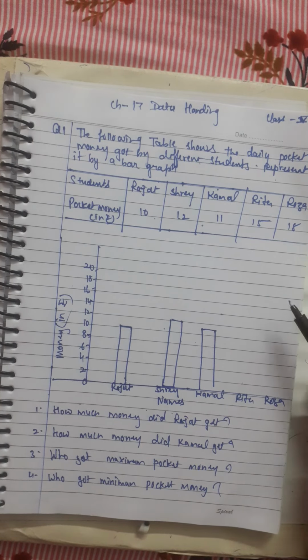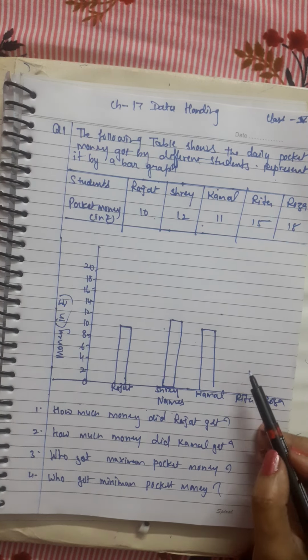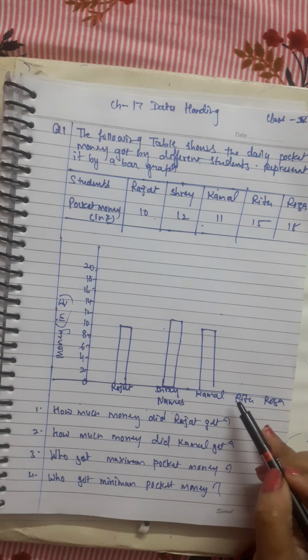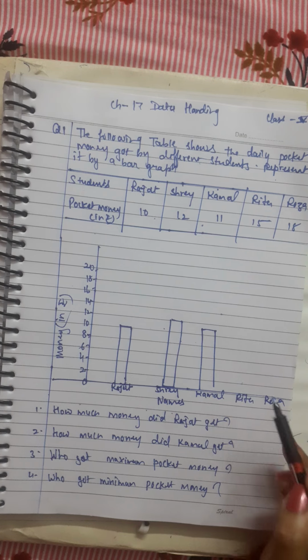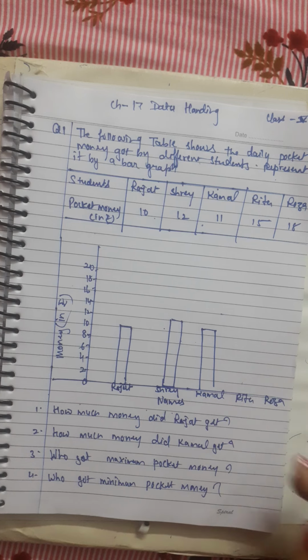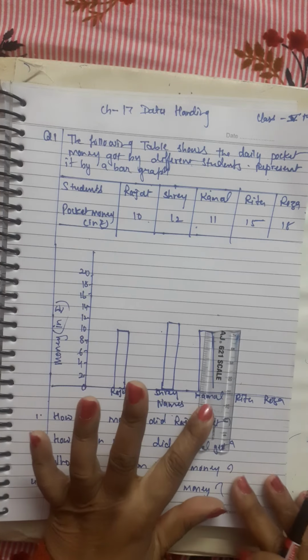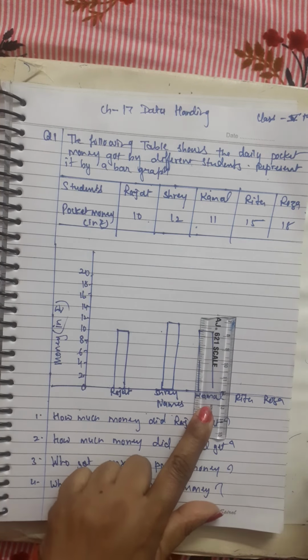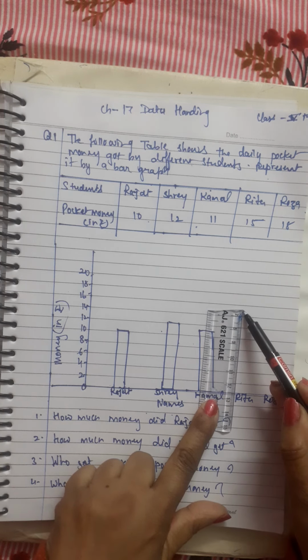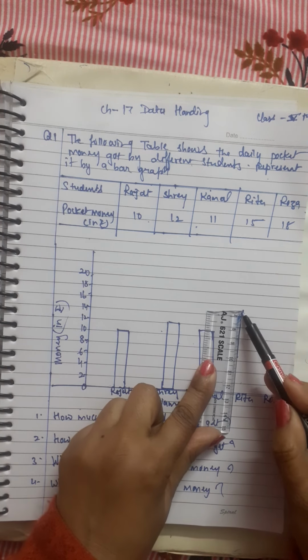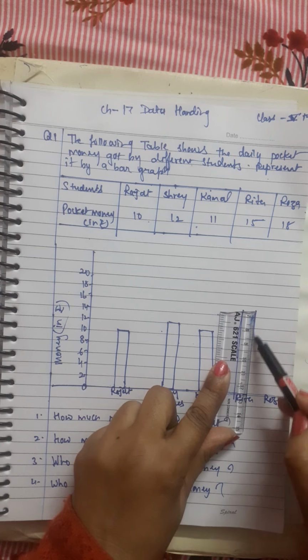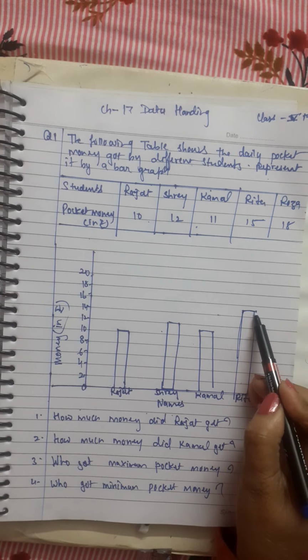How much money did Rita get? Rita got 15 rupees as pocket money. So we will draw the bar of Rita till 15, in between 14 and 16. We will draw Rita's bar till 15, exactly in between 14 and 16.